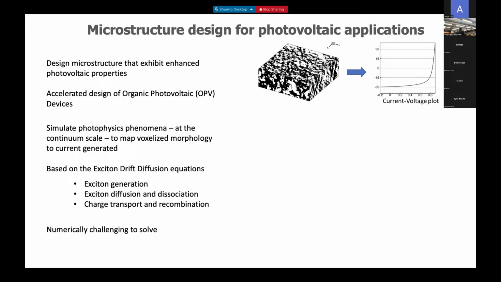So the microstructure. Here it's a two-phase microstructure. The black pixels are material type 1, and the white pixels are material type 2. These are two classes of chemistries. The black is what is called a donor, an electron donor. It absorbs sunlight and creates a free electron. And the white material is an acceptor.